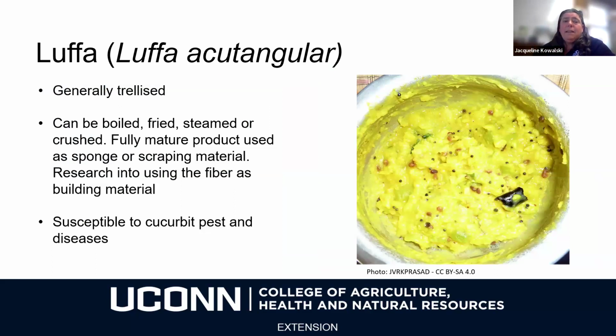As I had mentioned, you can use that fully mature product as a sponge or scraping material. Sometimes you'll see them in markets or people are buying them to wash dishes and clean pots and things like that. And there is some research into using the fiber as a building material, which I find very interesting that, again, this food crop could have the potential to be something that's a natural building material. And like I said, susceptible to cucurbit pests and diseases.